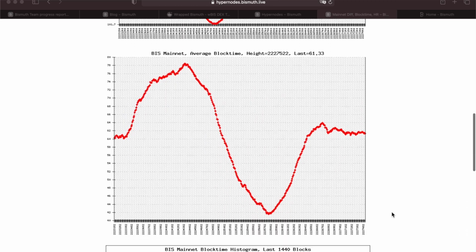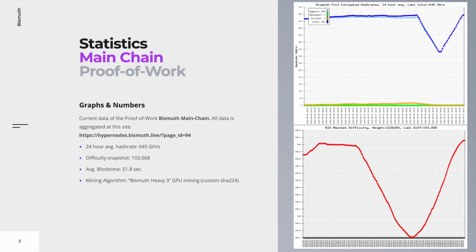On the top right, you see the 24-hour average hash rate, which is around 645 gigahash per second at this time. You see there was a little bump. The whole cryptocurrency market had a decline in the past days. But you see that it's all up again. And the chart beneath shows the difficulty.